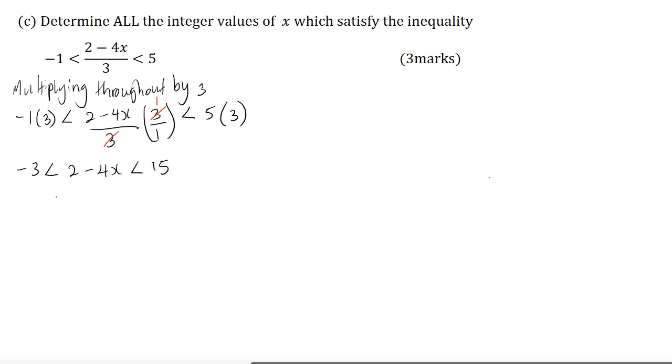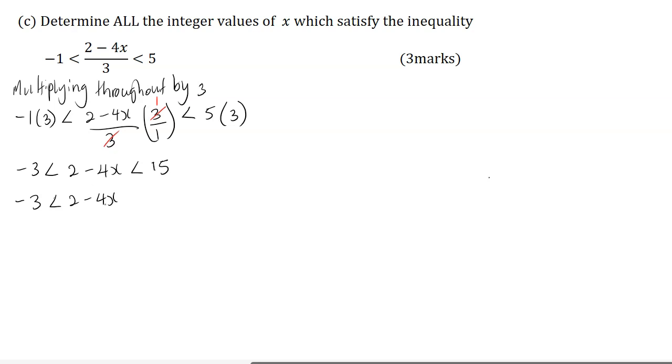So we have a compound inequality here, and I will break this up into two simple inequalities, solve them separately, and put them back together to form one solution. So we will have here minus 3 is less than 2 minus 4x.